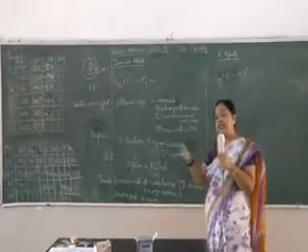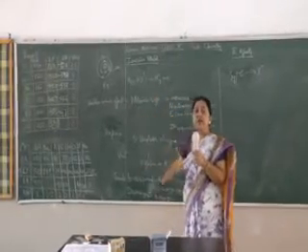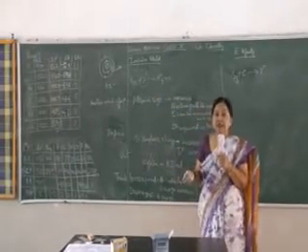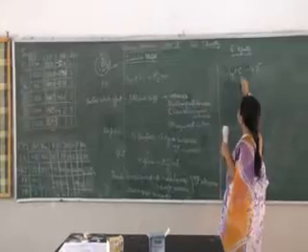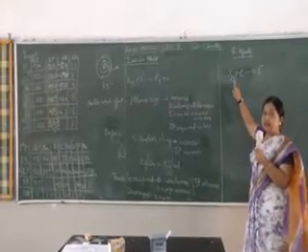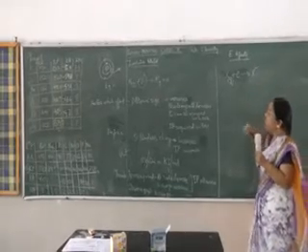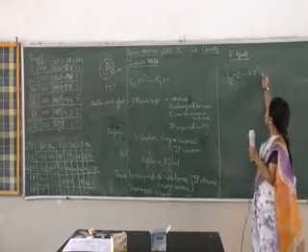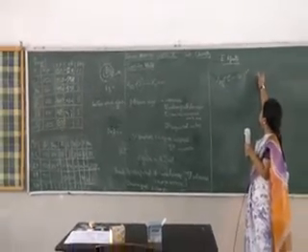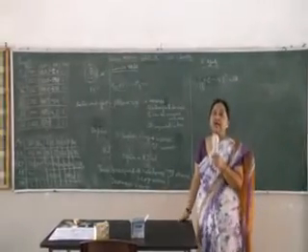In ionization potential, when the electron was removed, energy was absorbed. And in electron affinity, what happens? An electron gets added in the last shell. As a result, energy will be released over here. Energy is released. So plus electron affinity. This energy released is called the electron affinity.